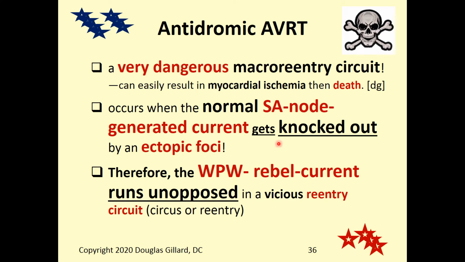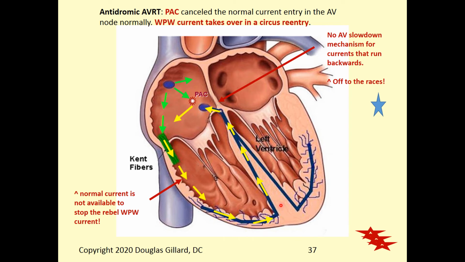So this occurs when the SA node generated current gets knocked out by the ectopic foci. And the Wolff-Parkinson-White rebel current doesn't have anybody to snuff it out. And it runs backwards, retrograde through the Purkinje system, through the bundle branches, through the bundle of His, through the AV node. And if you remember, I said if you run backwards through the AV node, there's nobody to oppose you. Not good. So there's nobody to slow you down. This thing can run super fast.